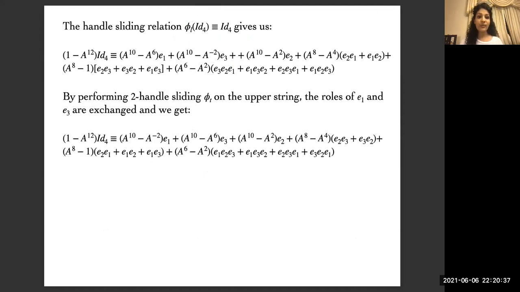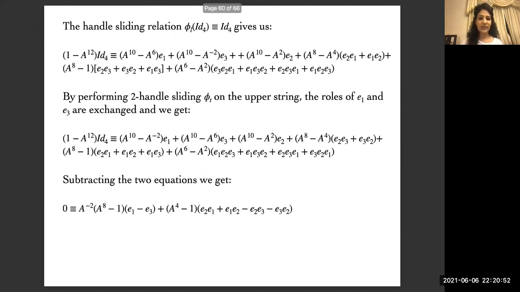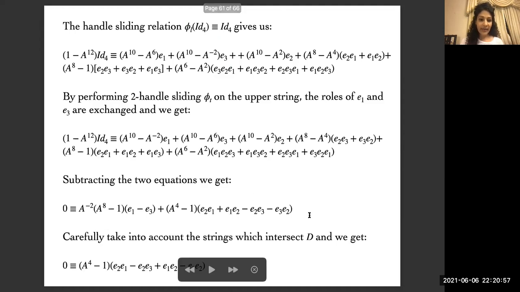And if we perform two handle sliding on the upper string, phi t, due to symmetry of the Temperley-Lieb algebra, the roles of E1 and E3 are exchanged. So we get this relation. And we notice that all these relations are simply written in terms of the Temperley-Lieb elements. Now what we'll do is that we'll subtract both these equations to get this relation. And then we will carefully take into account the strings which intersect the disk D, and we'll get some extra relations from them, which when we combine with this relation gives us this relation finally, and there's no way to simplify this.